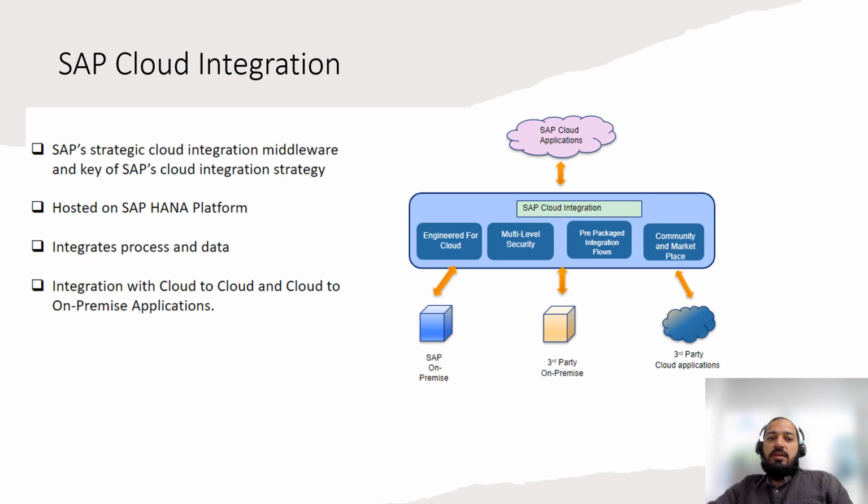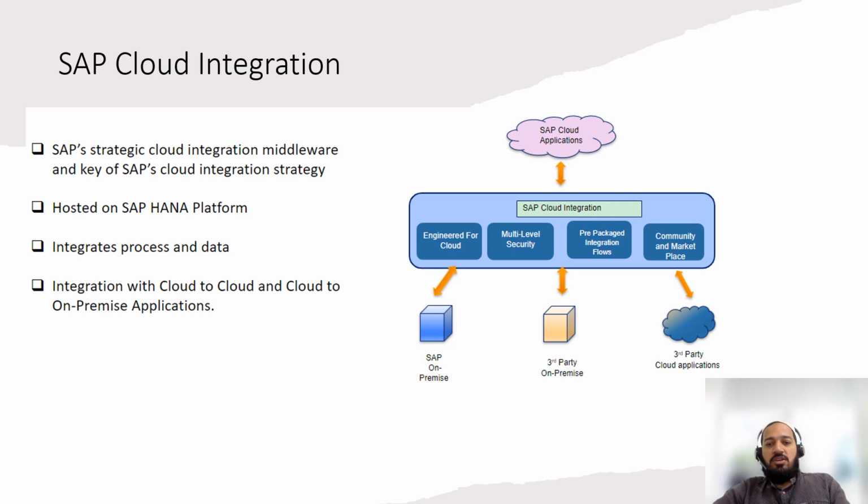We have now cloud integration. Here is how the very high-level architecture looks like: the SAP strategic cloud integration middleware, which is the key of SAP cloud integration strategies. It is also hosted on the SAP HANA platform, integrates process and data, and the integration with cloud to cloud and cloud to on-prem application is also provided. If you see here, the SAP cloud application is talking to SAP cloud integration, which is engineered for cloud, and it has multi-level security. So it is taking care of all the challenges we talked about.